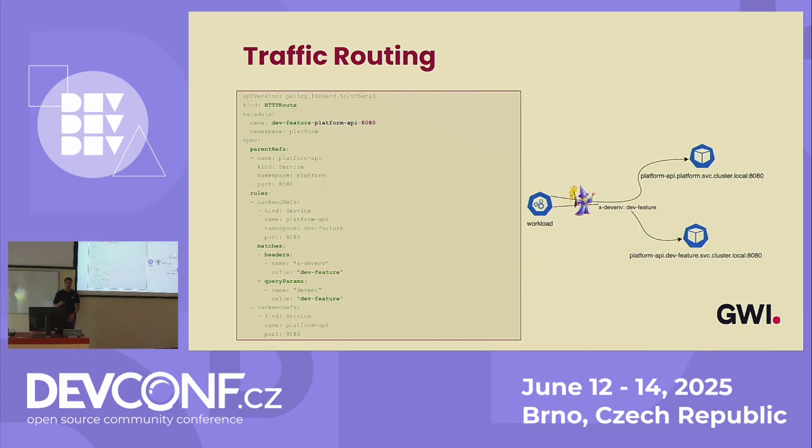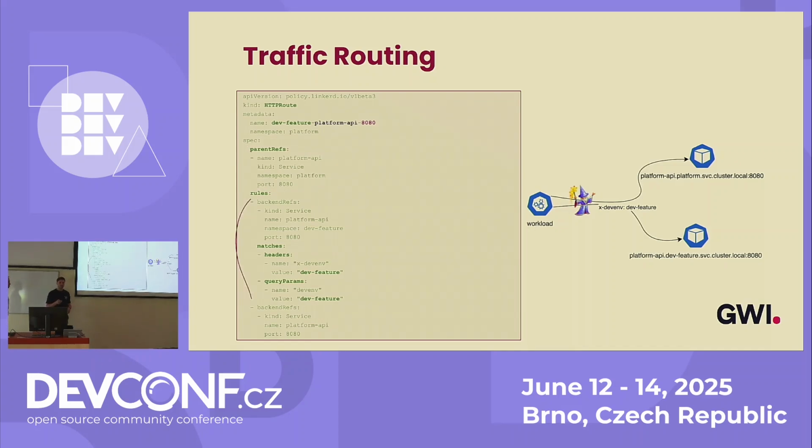And here is how this object looks like. We have the platform API service that lives on the platform namespace and exposes port 8080. And we have the new version of the service on the dev feature namespace. So the HTTP route object will bind on the specific service that is specified from the spec parent ref. And this object defines two rules.